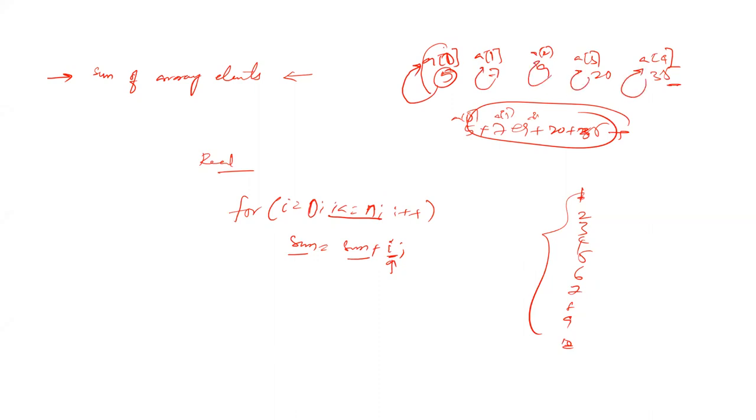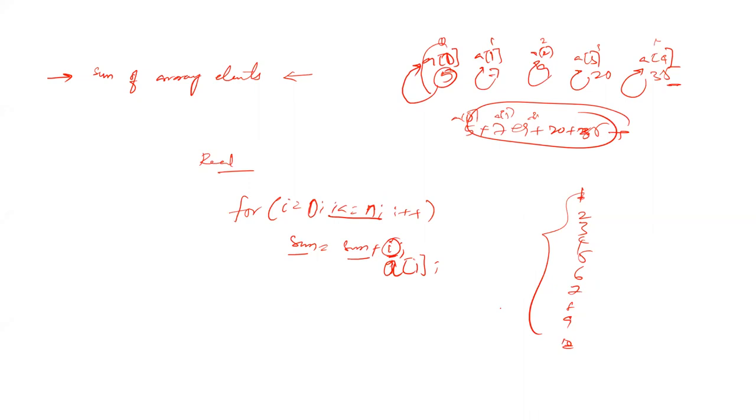So what does that mean? The i value is changing: i is 0 here, i is 1 here, i is 2 here, i is 3 here, i is 4. So just write A of i. Instead of i, just write A of i.